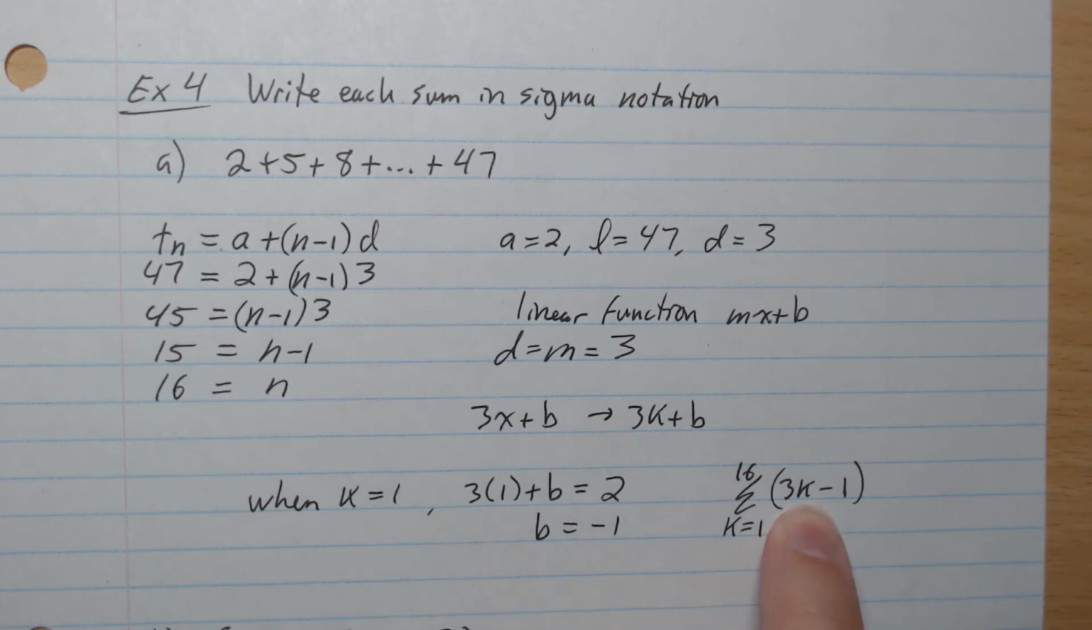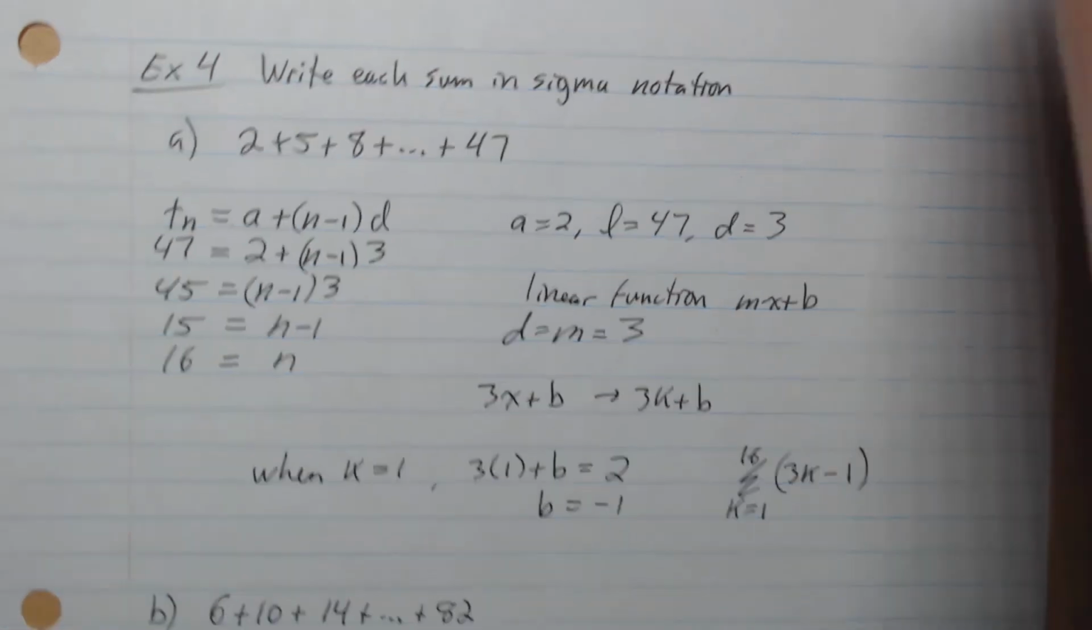Plug in k equals 1, you get 3 minus 1, which gives 2. Plug in k equals 2, you get 6 minus 1, which gives 5. And same thing, plug in 3, you get 8 like that. Okay, let's do another example, B.